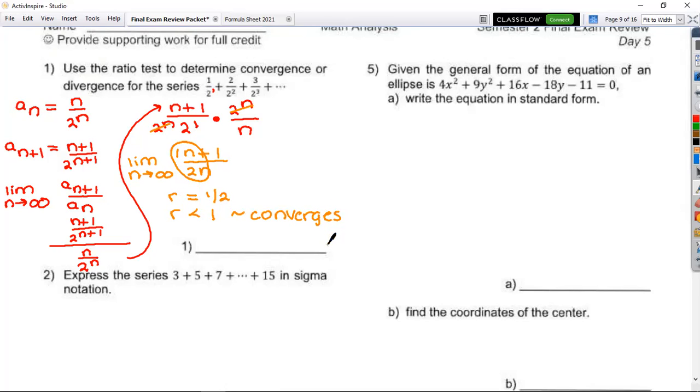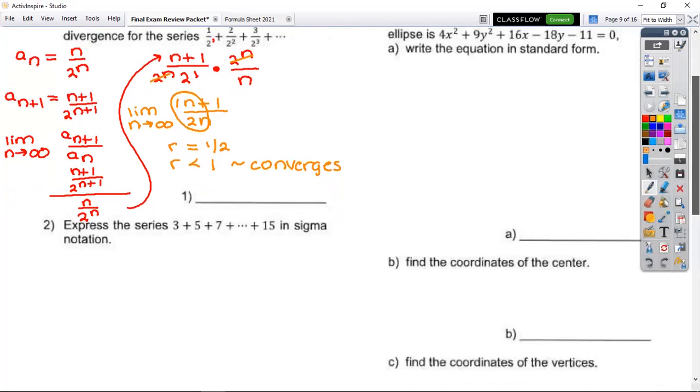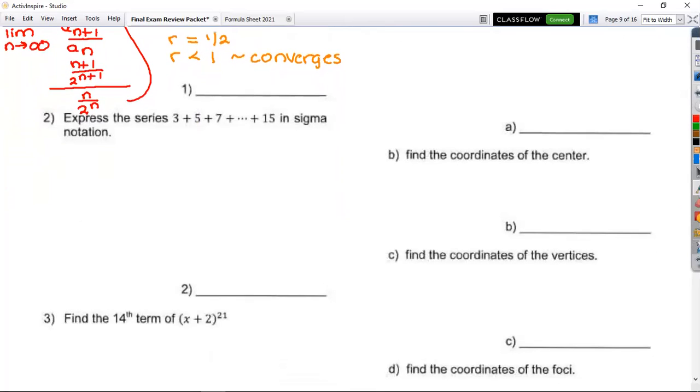Okay, first one okay? All right, don't be shy, ask questions when you've got them. So number 2, you're going to write this in sigma notation. So sigma notation means your big sigma, and you're going to determine whether this is arithmetic or geometric. So this has a common difference of 2. So this type is going to be arithmetic.